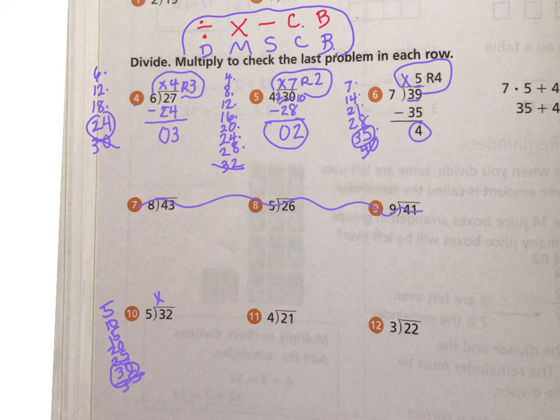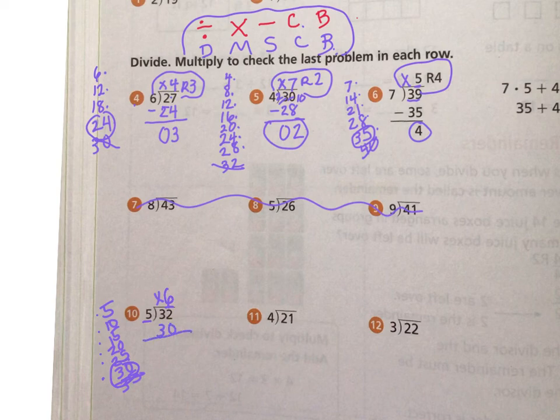So let's count and see how many 5s that was. 1, 2, 3, 4, 5, 6. So 6 is my number on top, right? Now I'm going to do my second step, which is times. So I'm going to take 6 times 5. What is 6 times 5? It's over here on my little chart on the side here. 6 times 5 is 30.